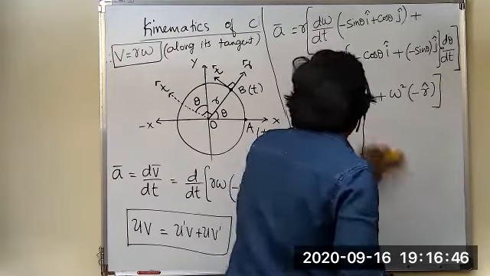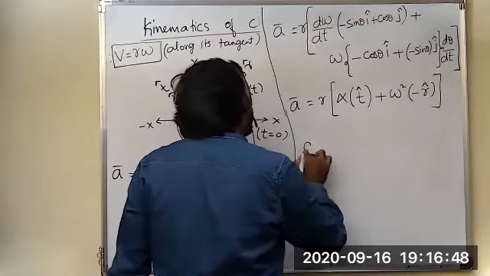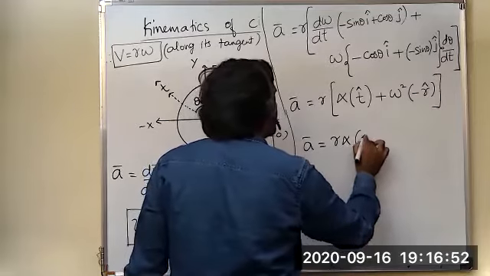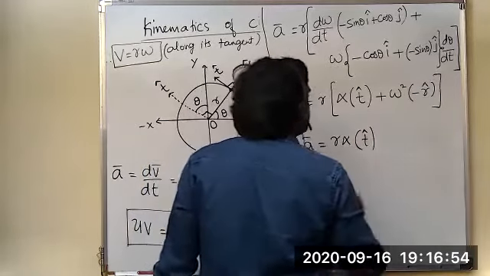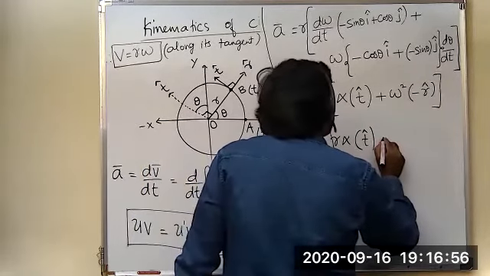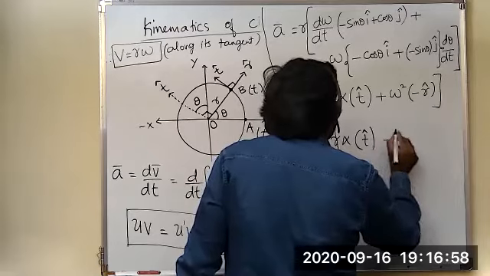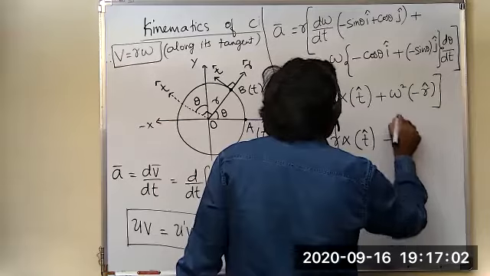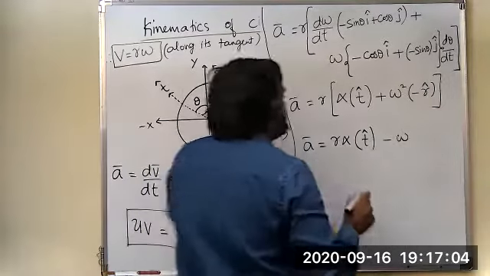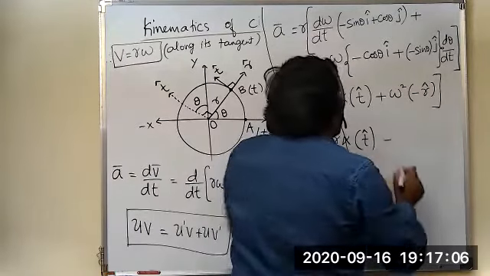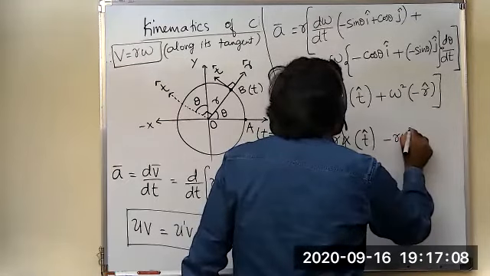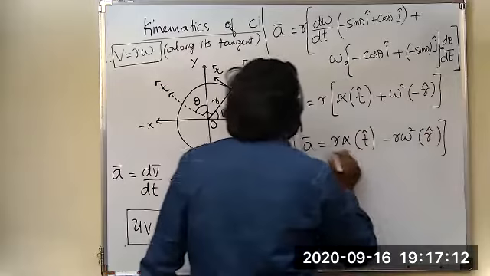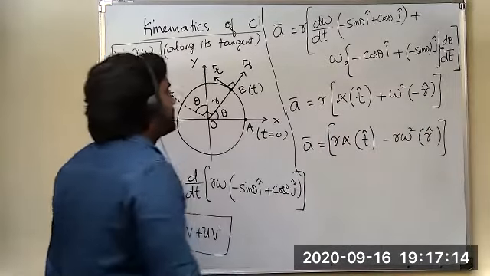So now you see, students, a bar is equal to r alpha into t cap, plus or minus, I can write, omega square, r omega square, r is common for both, minus, I can write, students, r omega square into r cap. So this is the situation you will get.